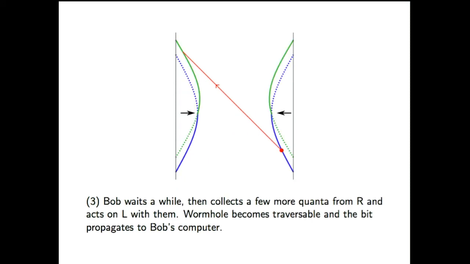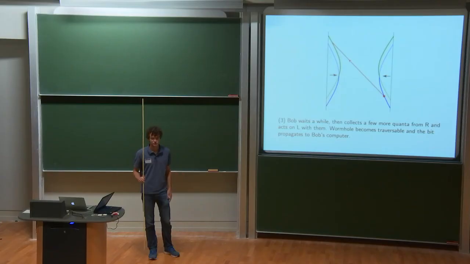Then Bob waits a while, and what he does is he does this teleportation version where, let's say, he measures a couple of quanta from the right side. That's like gathering a couple more Hawking quanta from the evaporating black hole. So he just gathers a couple of these Hawking quanta, he measures them, and then he makes the corresponding operation on the left side that we discussed before. That creates some negative energy, and now Alice's message propagates from the right side to the left. So in other words, the message propagates into his quantum computer.